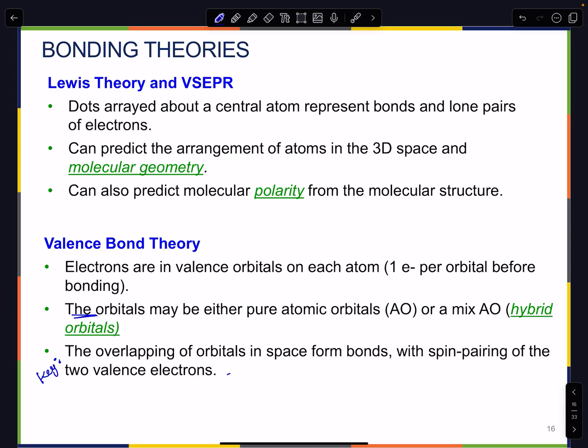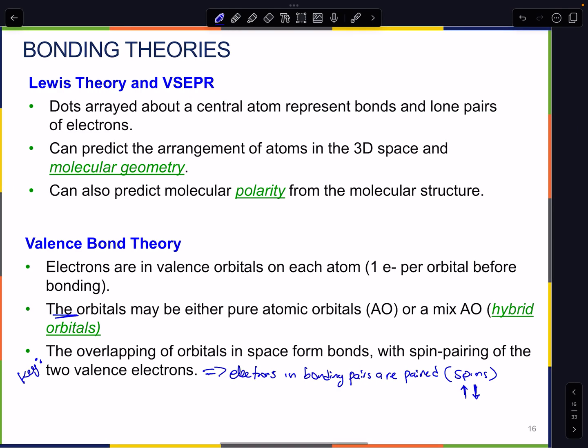So we can make a note here that electrons in bonding pairs are paired, right? In terms of the spins, one spin up and one spin down. That's what we meant by paired spins, all right?